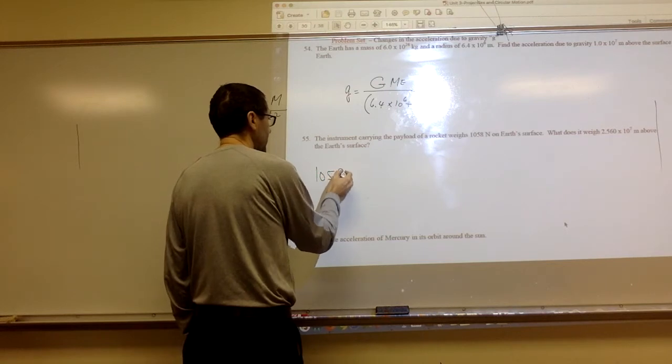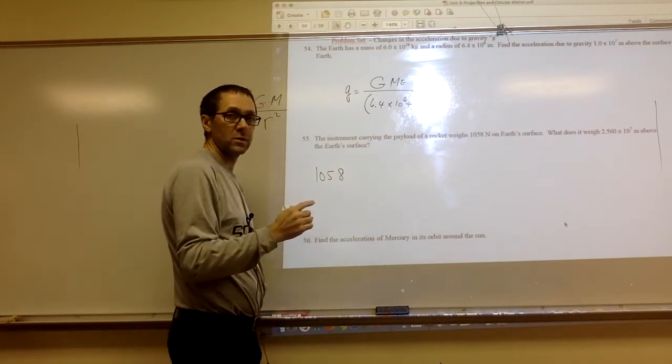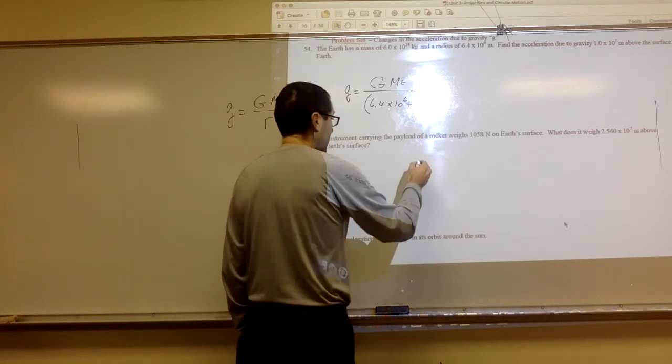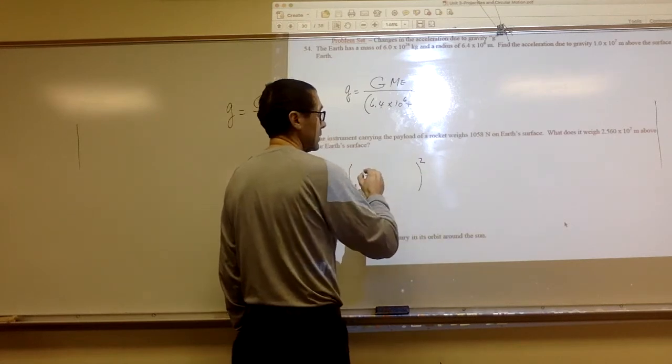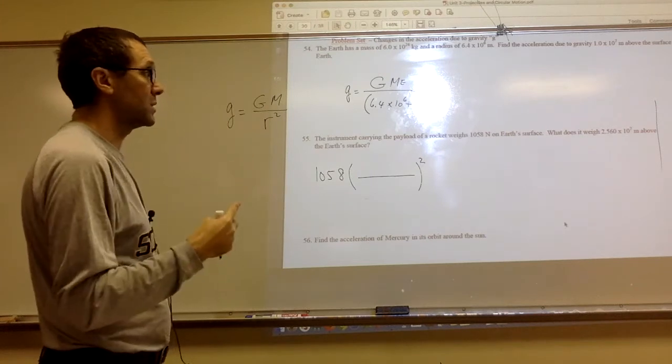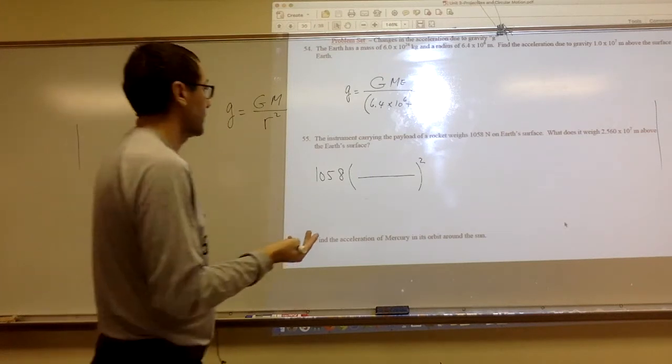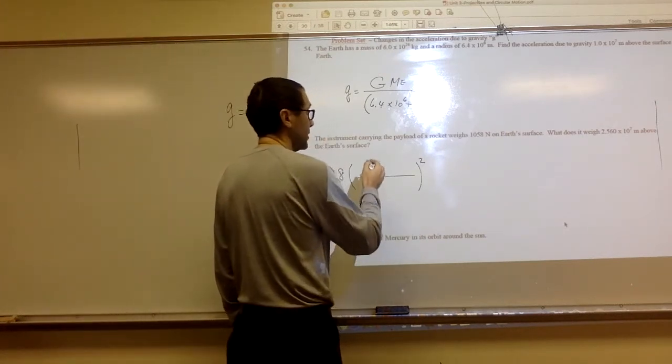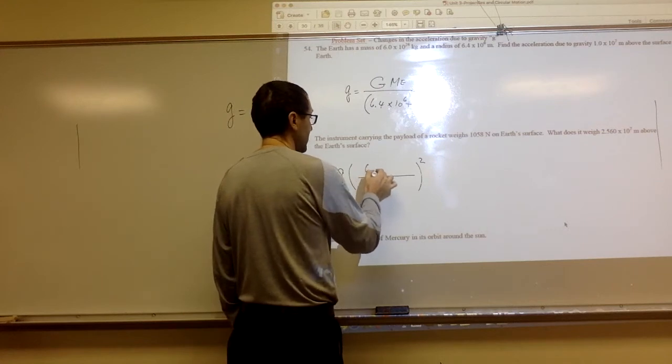So this 1058 is going to go under some changes. Now it's definitely going to be less. Less by how much? Well, by the ratio of the two distances, and you're going to square that. Now, when you are at the surface of the Earth, that's going to be the radius of the Earth.